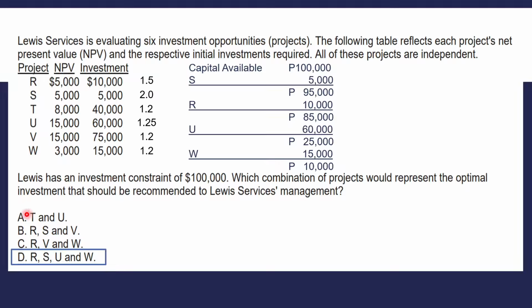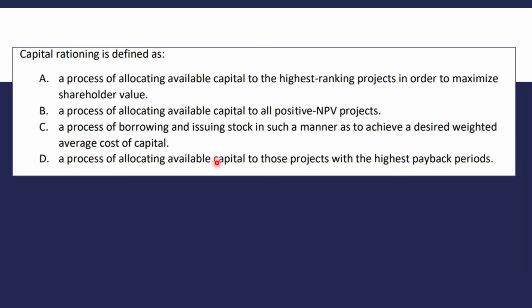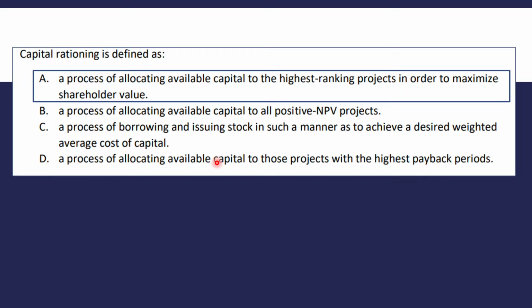Compare niyo yan sa ibang choices na posible. Mas mataas yung combination na nagawa natin. Capital rationing is a process of allocating available capital to the highest ranking projects first, in order of PI, in order to maximize shareholders' value. That's the meaning of capital rationing.